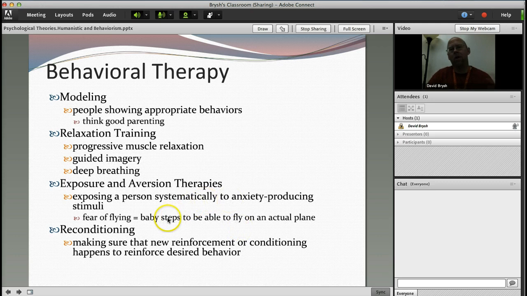That works for all sorts of phobias, like fear of animals such as snakes or spiders. A very popular thing also is reconditioning, which is basically training you to have another conditioned response. So you're reinforcing a different kind of behavior in order to get that behavior to happen.